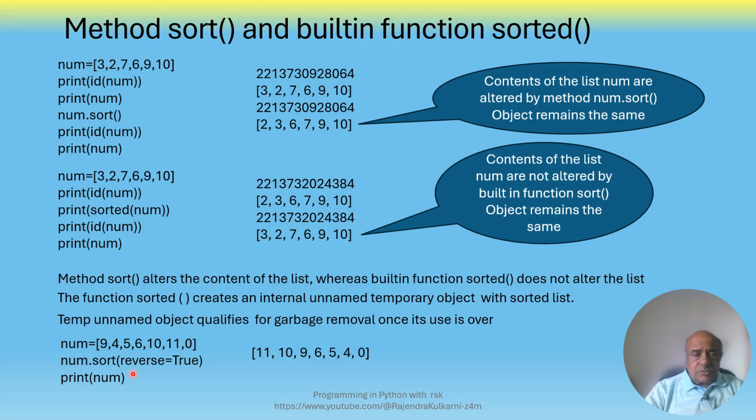Here we have the sort and the sorted arranging the contents in ascending order. We can use reverse equal to True as a qualifier, which causes the list to be sorted in descending order.